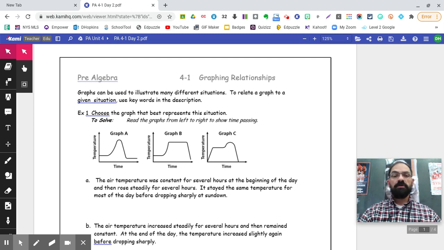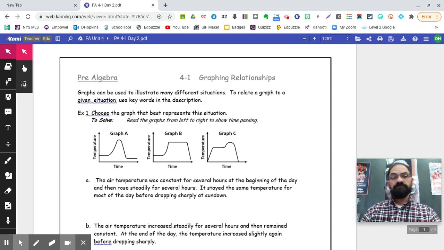Hopkins. Today we're going to continue with 4-1, but this time we're going to look at graphing relationships. So graphs can be used to illustrate many different situations. To relate a graph to a given situation, we have to look at the keywords in the descriptions.